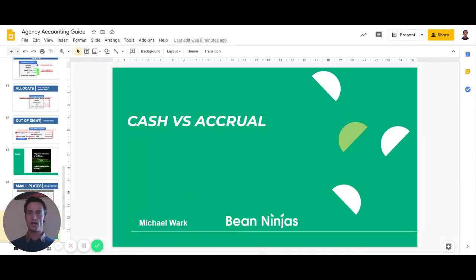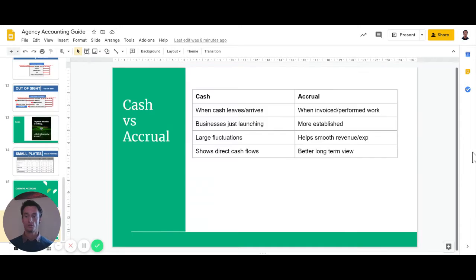I want to talk to you today about cash accounting versus accrual accounting, which are two different ways of accounting for the transactions in your business. So, I've done a quick table to explain the difference. Let's start with cash. You record a transaction in your business when cash leaves or arrives in your bank account. It's pretty simple. It's just recording the cash movement itself.